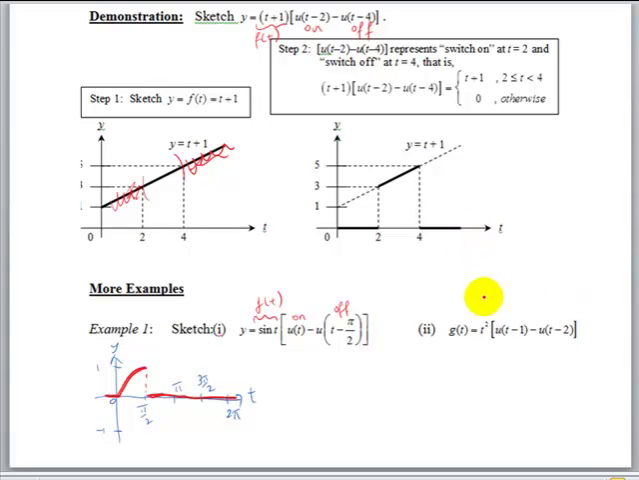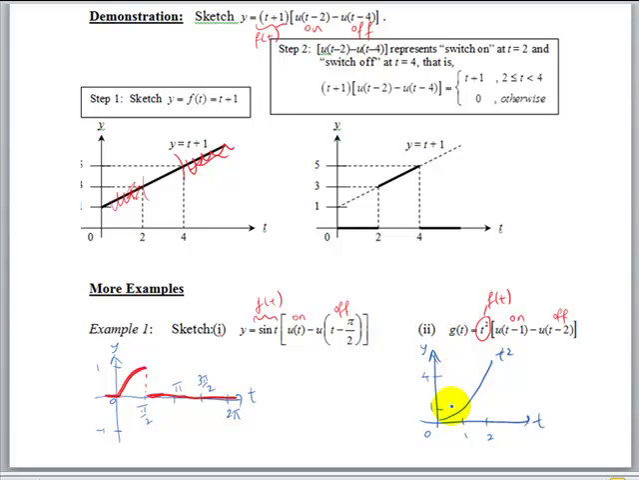Next, I have my original signal function with two unit steps. Again, one says turn on at 1. The other says turn off at 2 because of the subtraction. Let me set up the t square function. Let me locate 1 and 2. When t is 1, t square is 1. When t is 2, t square is 4.